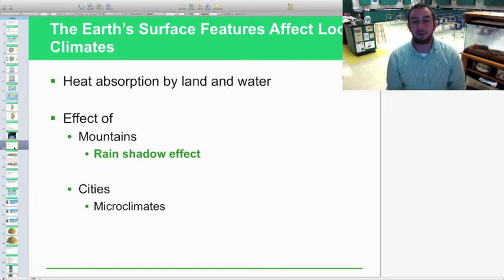All right, Earth's surface features affect local climates. So heat absorption by land and water. So looking at the effects of mountains. Mountain ranges are huge. They actually provide this thing called a rain shadow effect, which I'm going to explain very clearly when we take a look at this next picture.